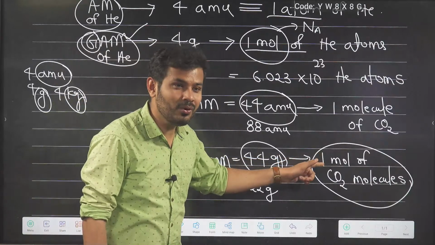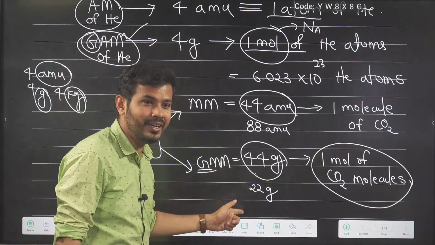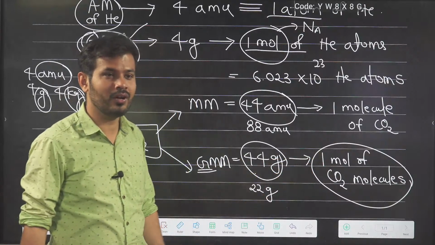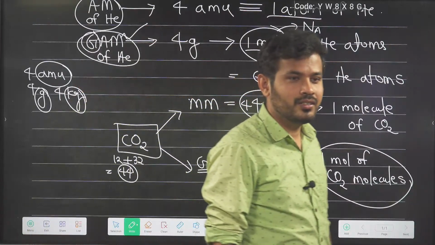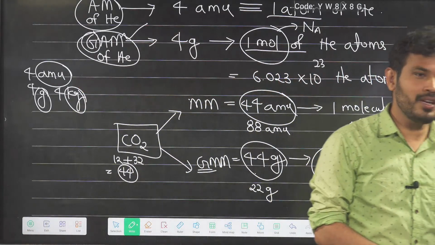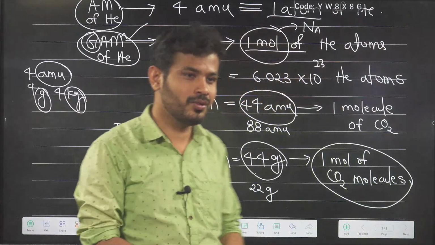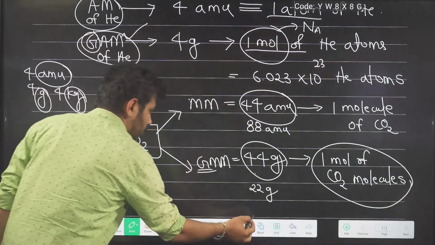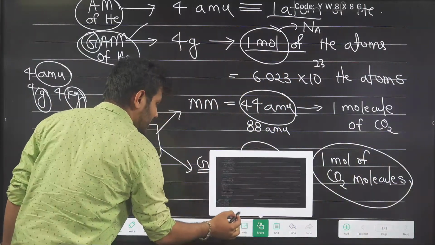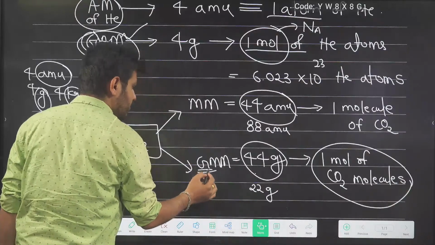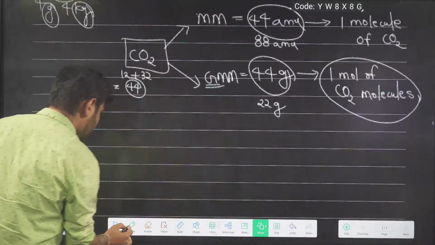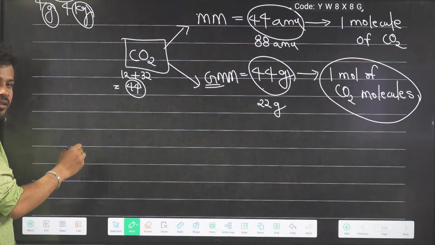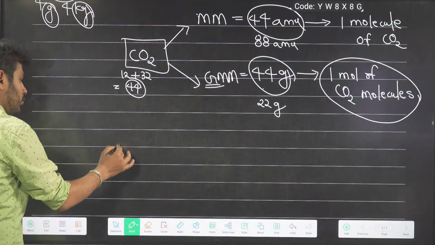44 gram is 1 mole. I'm taking half of that now, 22 gram. It is going to be half mole. Yes, Teja, very good question. How many atoms are there in 1 mole of CO2? Teja, for your question, you see here, very easy. Your question is, how many atoms in 1 mole of CO2?